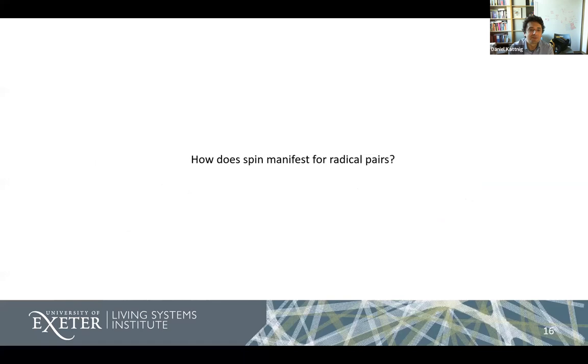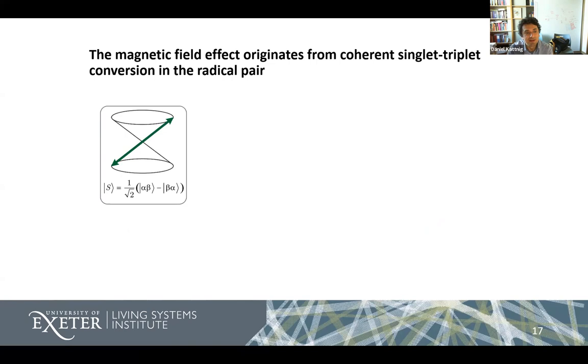So now this leads me to the next question, and that is, how does spin manifest for radical pairs? Well, for radical pairs, we have two electrons, isn't it? So we have one electron on one chemical species and another electron on the other chemical species. We can combine these two electron spins in two possible ways according to the laws of quantum mechanics. One is to anti-align these two spins such that one spin is exactly compensated by the other spin. And this is what we call a singlet state.